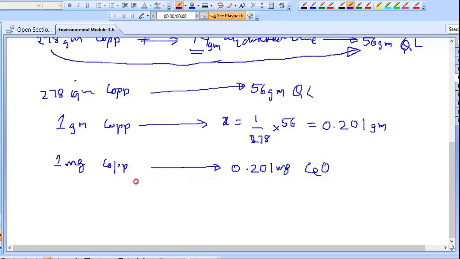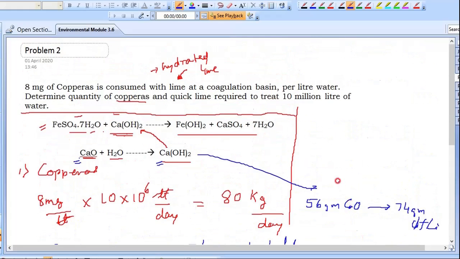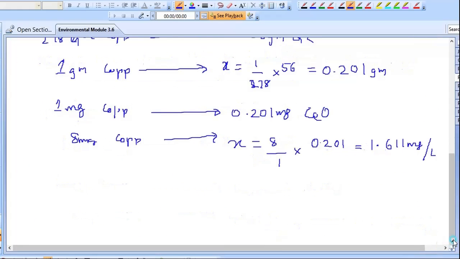Okay, now how much do we have? 8 mg we have, no? 8 mg of copperas consumes X, then X equal to that is equal to 1.611 mg per liter. Now what are they asking? To treat 10 million liter of water. This is for 1 liter of water.